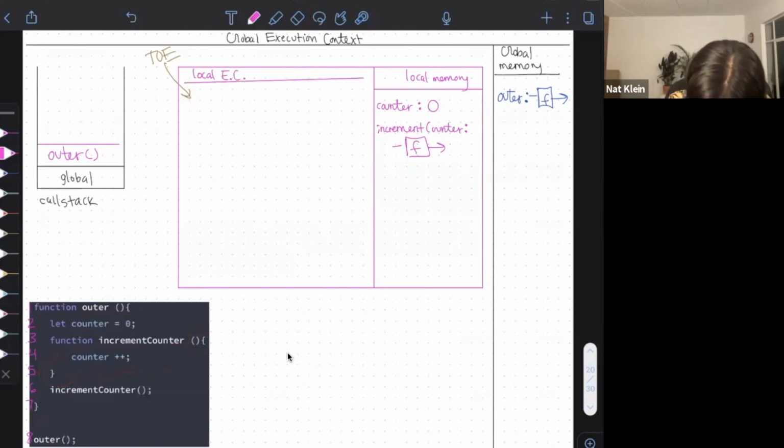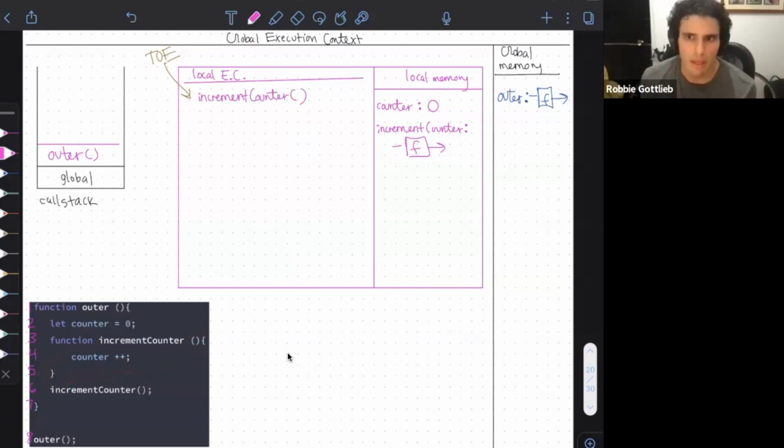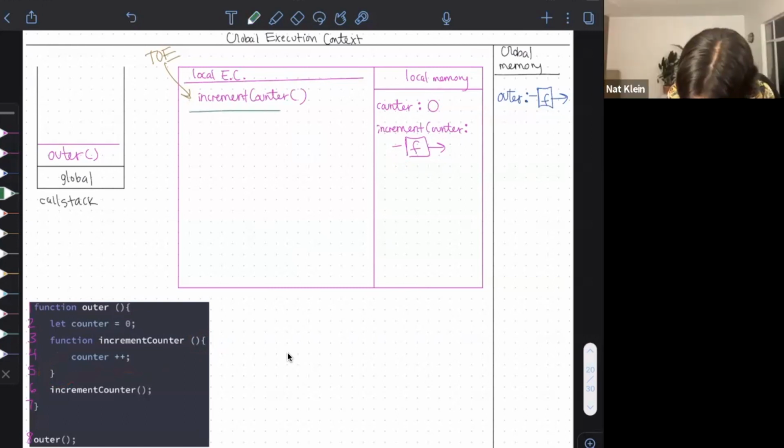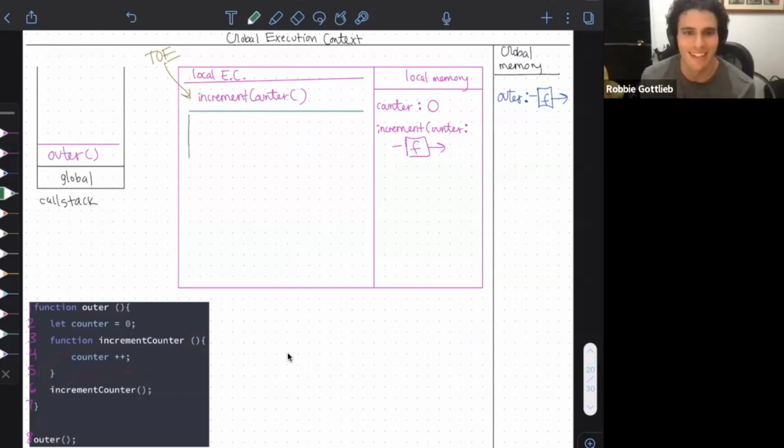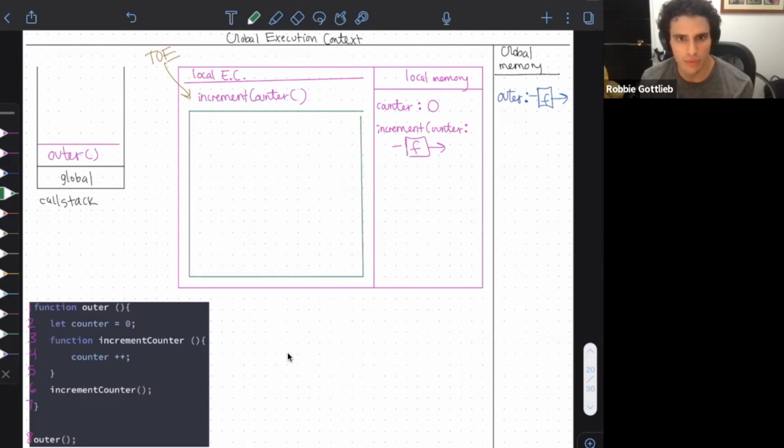When we invoke a function, in this case, increment counter, what do we need to do? Where do we run this function body? Yeah, we need to set up a new execution context, an extra local execution context for increment counter, and we're going to add that to our call stack as well. Yep.